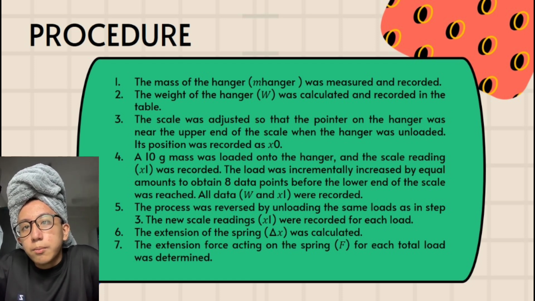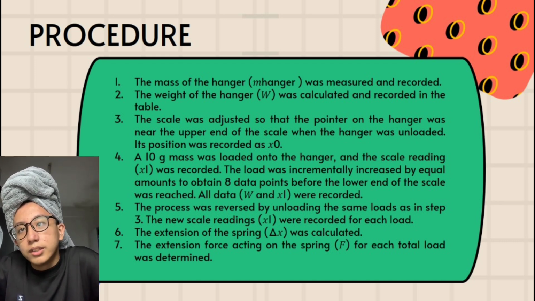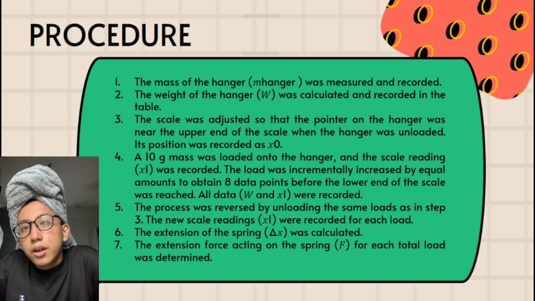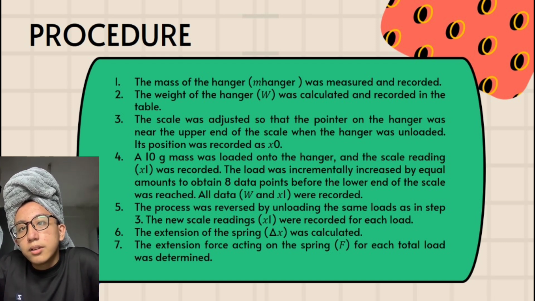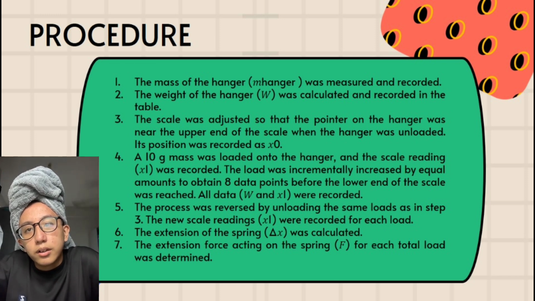Fourth, a 10-gram mass was loaded onto the hanger and the scale reading X1 was recorded. The load was incrementally increased by equal amounts to obtain 8 data points before the lower end of the scale was reached. All data W and X1 were recorded. Fifth, the process was reversed by unloading the same loads as in step 3. The new scale readings X1 were recorded for each load. Sixth, the extension of the spring delta X was calculated. Seventh, the extension force acting on the spring F for each total load was determined.